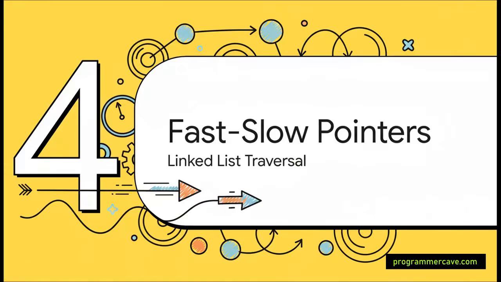All right, let's check out our final pattern, and this one's a little different. Forget about starting at opposite ends. What if both pointers start at the same place, but they move at different speeds? This is the fast-slow pointer pattern, and it is an absolute game changer for linked list problems.